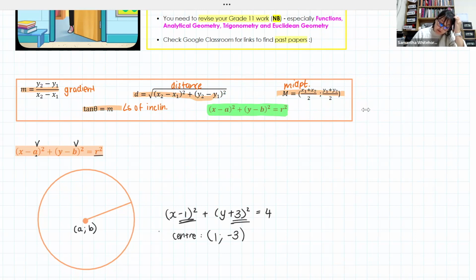R squared represents the radius squared, so you can very easily work out the length of your radius. You can then work out the length of your diameter. This could be useful if you are in Euclidean geometry and working out lengths using Pythagoras and so on. So there are lots of applications for this across all sections. Essentially, this equation gives us the coordinates of the center of the circle and the radius of the circle. This is what we call the center radius form of your equation.